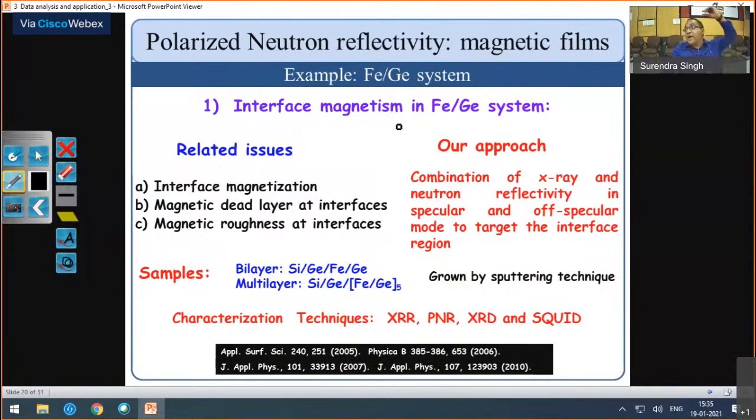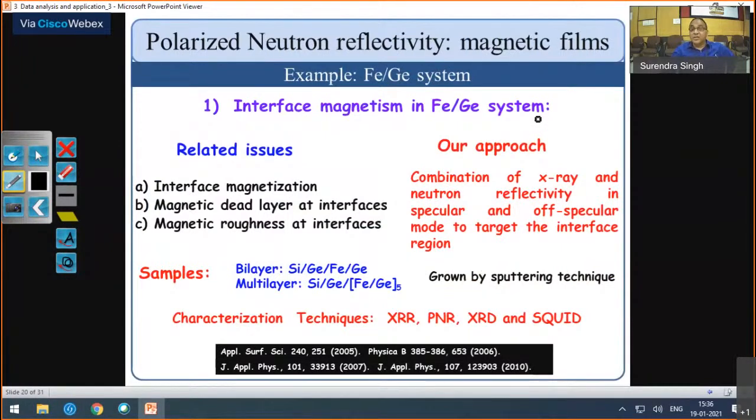For the first example, I will take the iron germanium system. You know, iron is ferromagnetic, germanium is a semiconductor, and it has a lot of applications. People were thinking of making a spintronic system like this, controlling the spin dependent moment in this ferromagnetic semiconductor system. Theoretically people said this would be a very good system, but when they studied it, they couldn't get good results out of it.